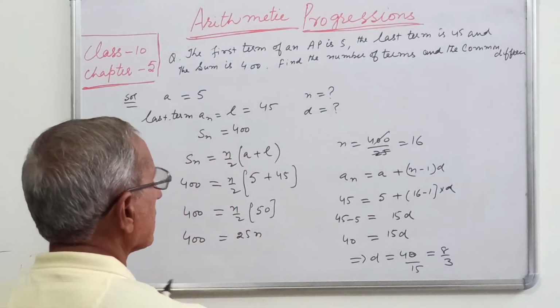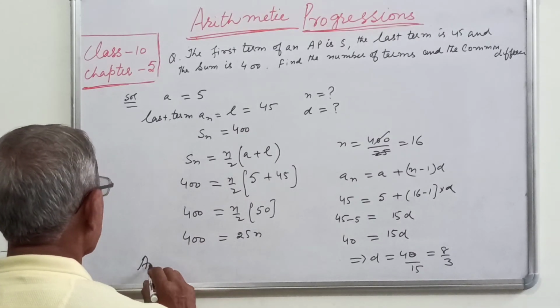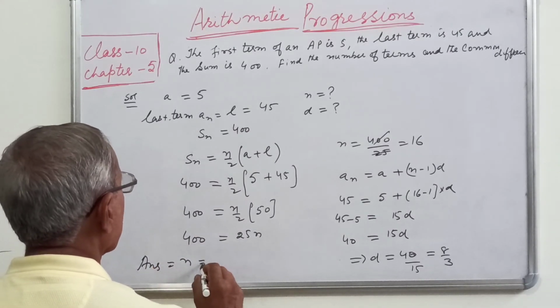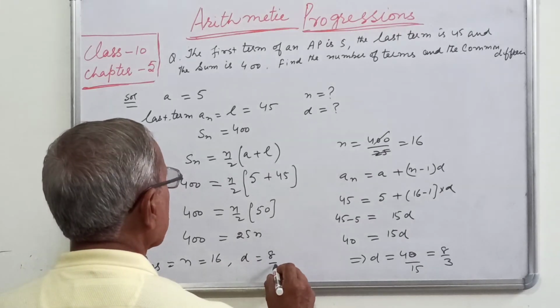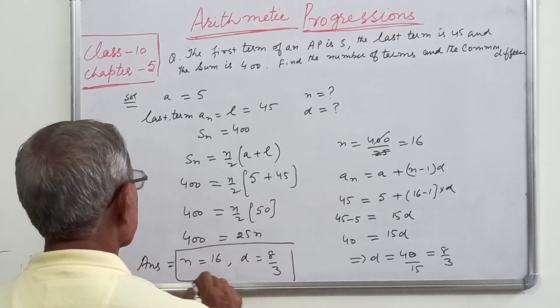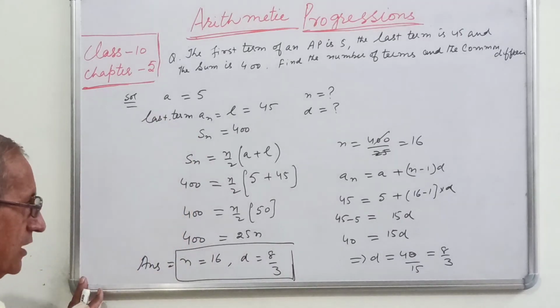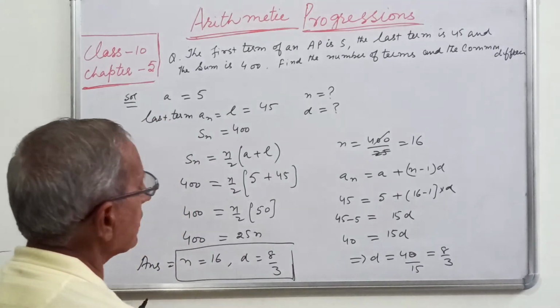इस तरह से दो आंसर आए n is equal to 16 और d is equal to 8/3. Here these are the two answers for the questions. n is equal to 16, d is equal to 8/3.